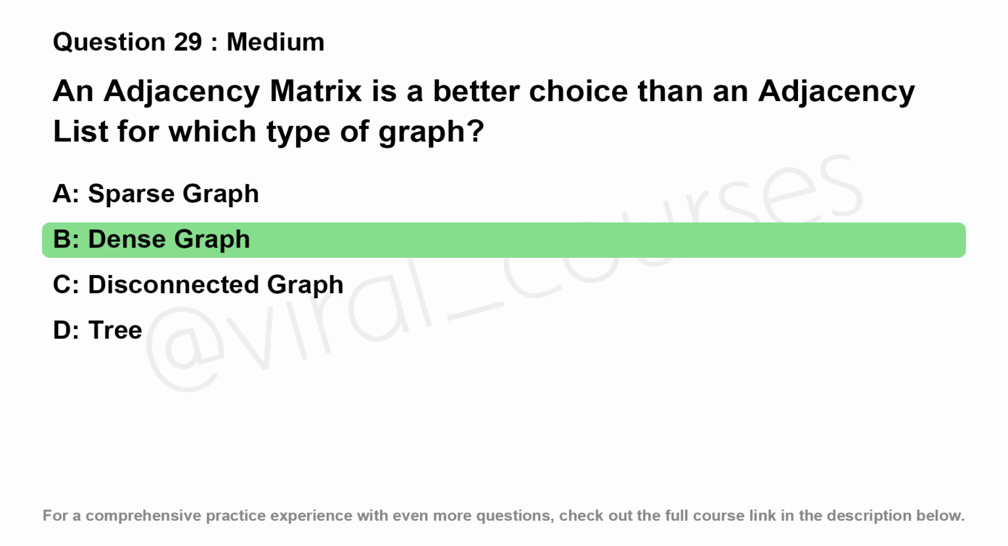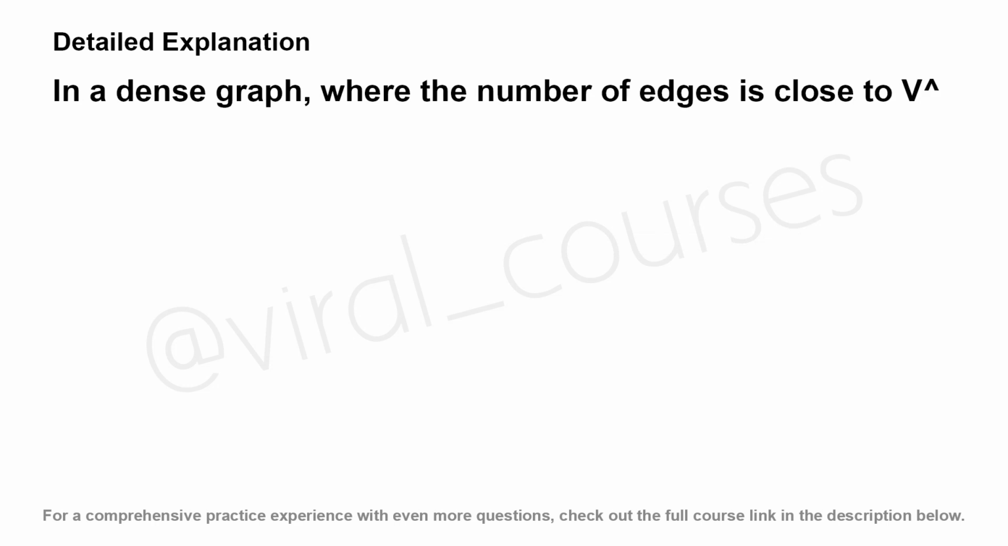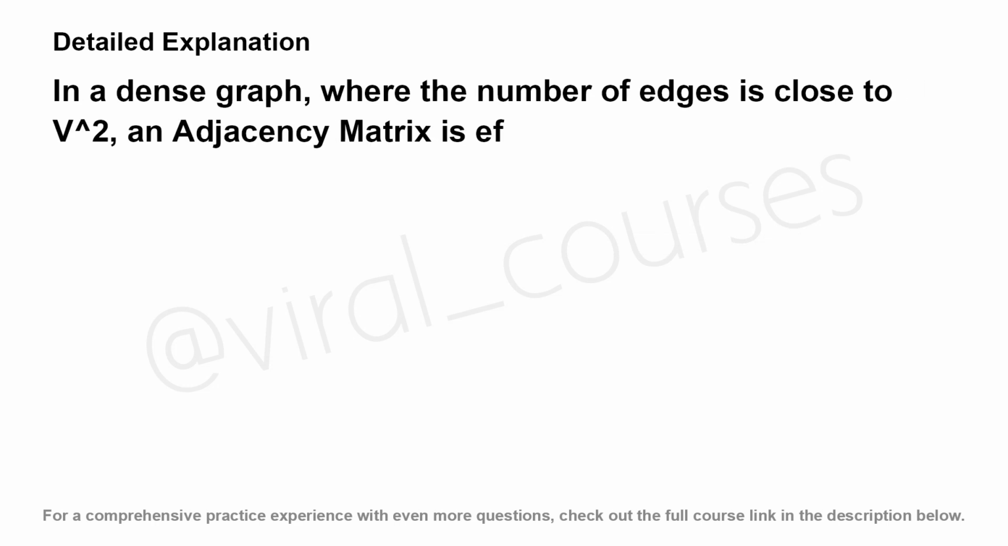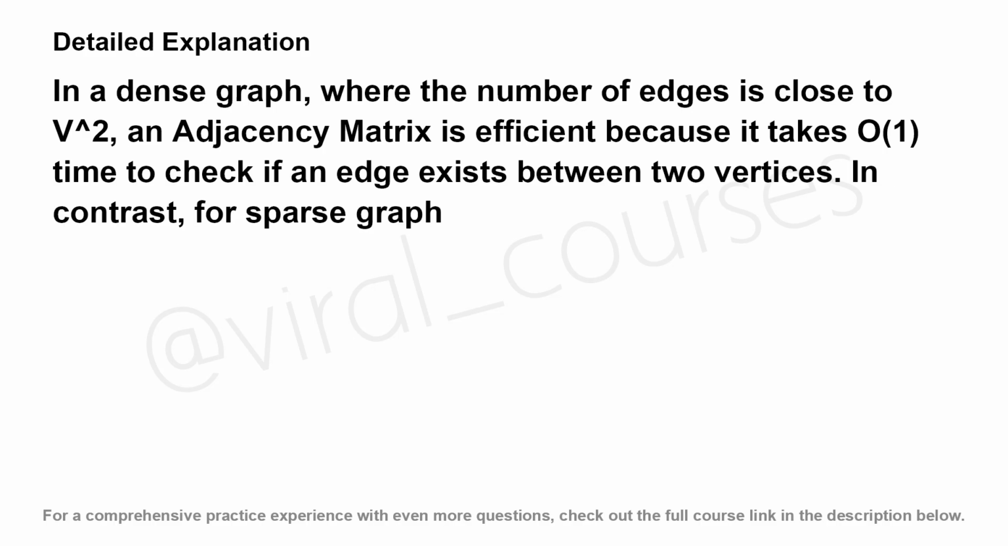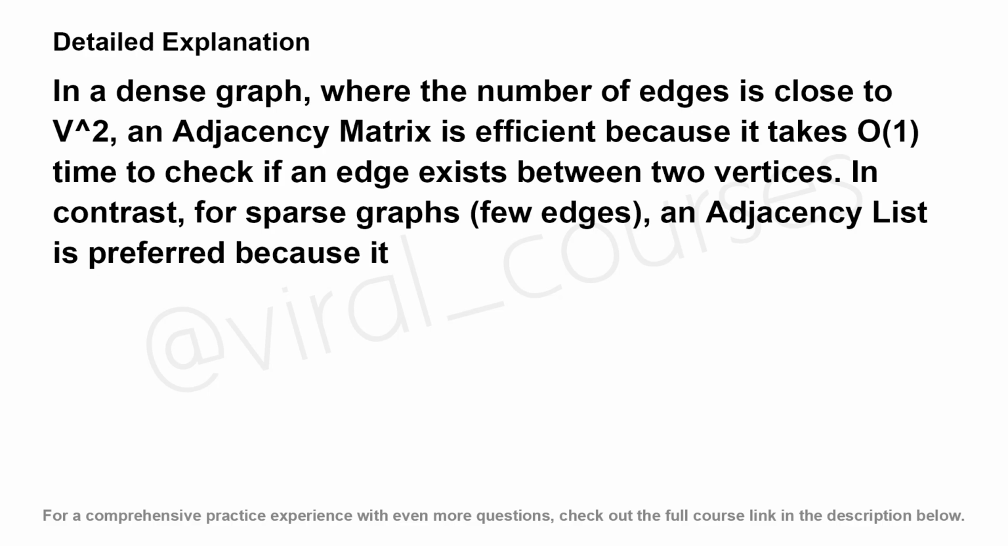The correct answer is B. In a dense graph, where the number of edges is close to v squared, an adjacency matrix is efficient because it takes O(1) time to check if an edge exists between two vertices. In contrast, for sparse graphs, with few edges, an adjacency list is preferred because it saves significant memory.